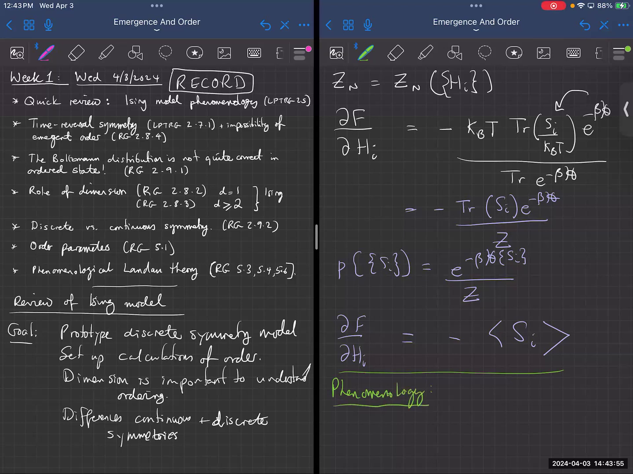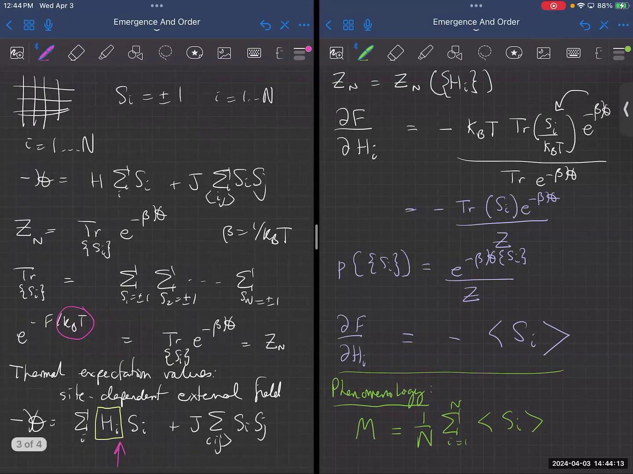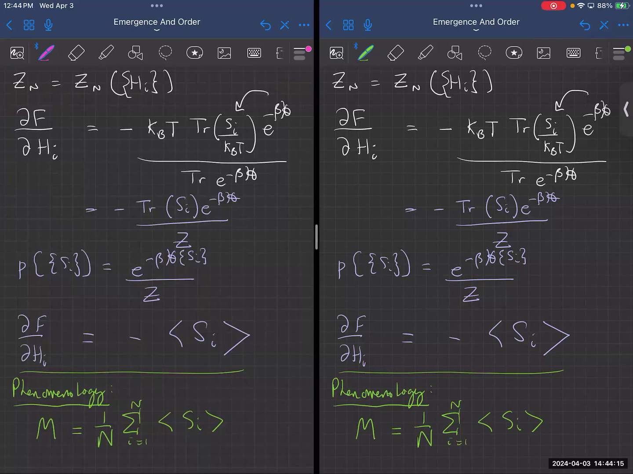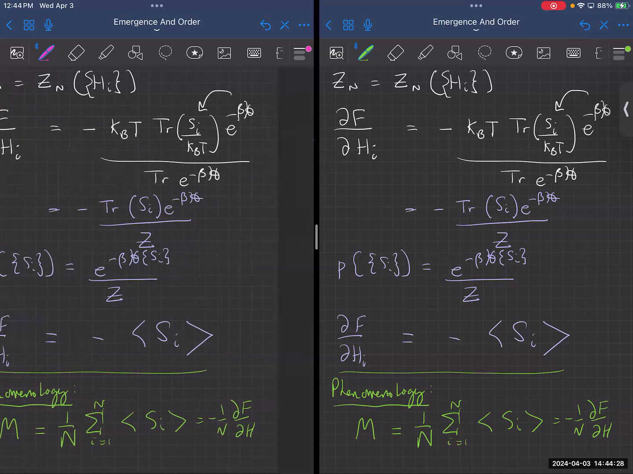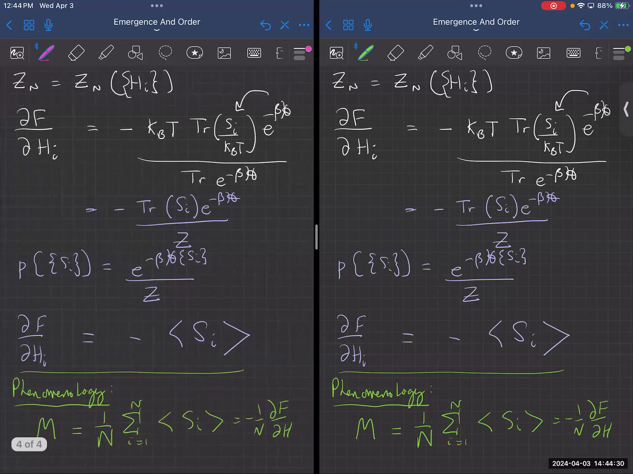So the thing that we're usually interested in is a measure of the global order, which is the magnetization. The magnetization is the sum from i equals 1 to n of the expected value of the spin at site i, divided by n. So it's the average magnetization per spin. And that is just given by minus 1 over n, df by dh. Notice that I can get the sum of S_i just by assuming h is a constant independent of space.